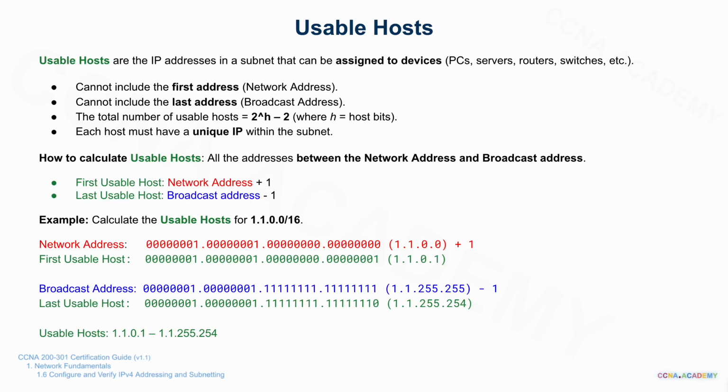The usable hosts are all the addresses between the network ID and the broadcast address. To find the usable range, simply add 1 to the network ID to get the first usable host, and subtract 1 from the broadcast address to get the last usable host. For example, if the network is 1.1.0.0/16, the broadcast address is 1.1.255.255. That means the first usable host is 1.1.0.1, and the last usable host is 1.1.255.254. Every address between those two can be assigned to devices inside that subnet.